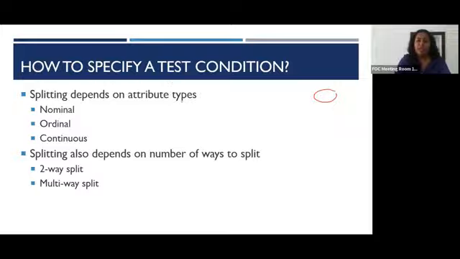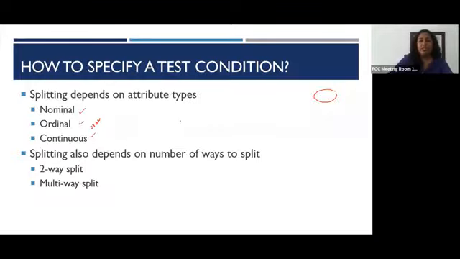Splitting depends on the attribute type. Of course, based on the attribute type, you have different ways of splitting. So attribute types are nominal, ordinal, and continuous. Nominal is where you have some categorical data, and there's no order in the categories. Ordinal means it is still categorical data, but there's a particular order. Continuous, you know, age, height, these are continuous, right?